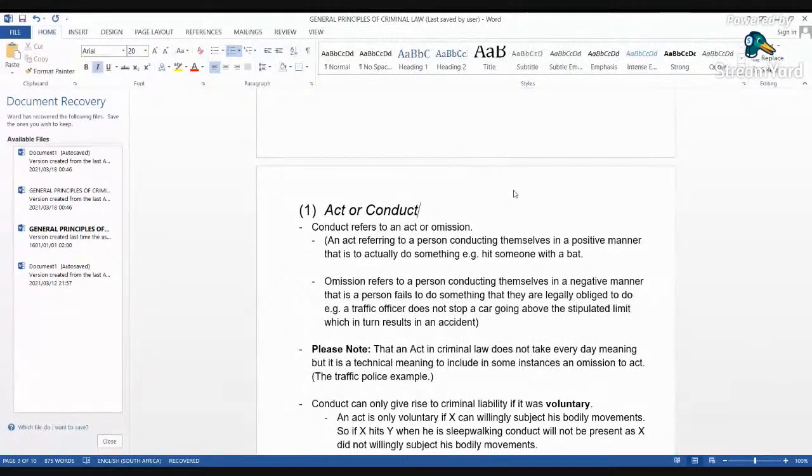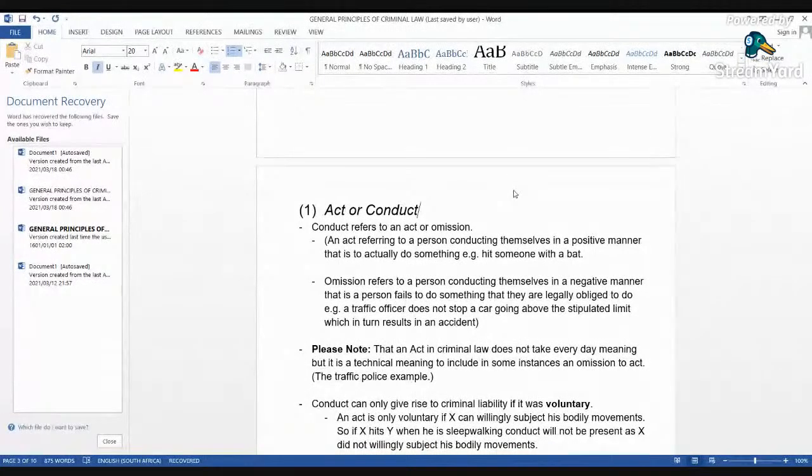Act is positive in the sense that you've actually done something, and omission is negative because you actually have not done anything when you are expected to have done something. So omission comes with legal obligation. That means there is a legal obligation on you to act in a certain way and you do not act in that way. That's regarded as an omission. Let's move on further.